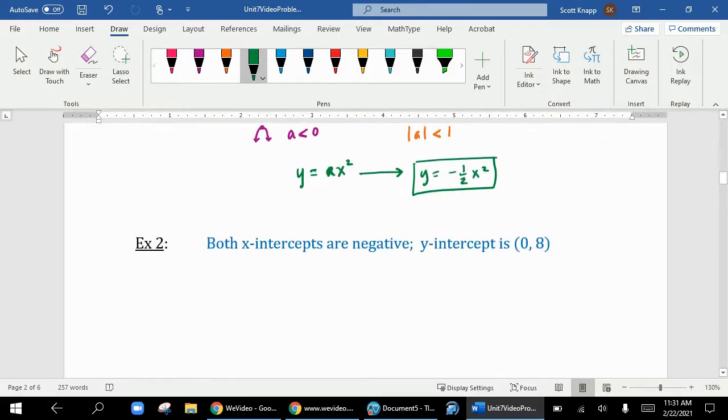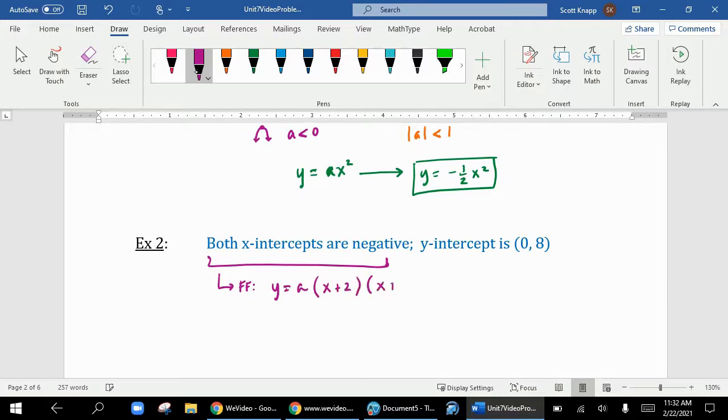This time, different information. We've got x-intercepts that are both negative. Okay, both negative. Well, if we're dealing with x-intercepts, I'm going to go to the factored form here, and I'm going to go ahead and start this out. I'm going to go ahead and write something in factored form with 2 negative x-intercepts. So maybe an x-intercept at -2, and maybe -5. And that will be that piece there.